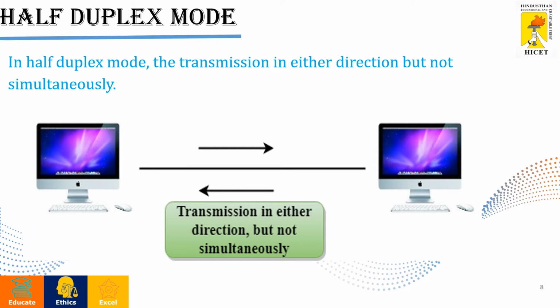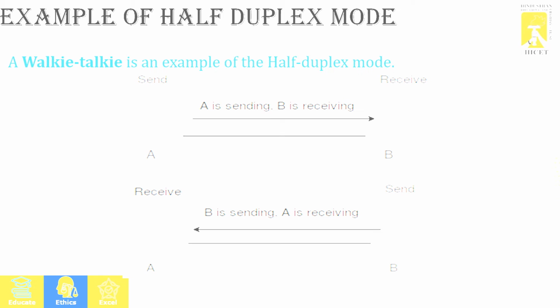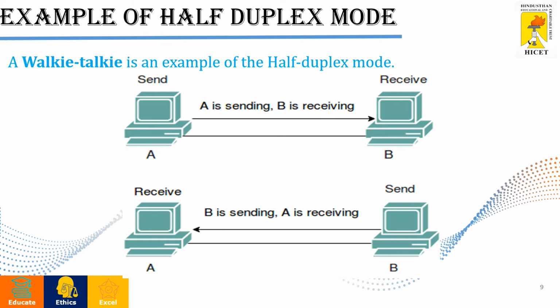An example of half duplex mode is a walkie-talkie. In a walkie-talkie, one party can speak and another party listens. After a pause, the other speaks and the first party listens. Speaking simultaneously will create a distorted sound which cannot be understood by both of the people.